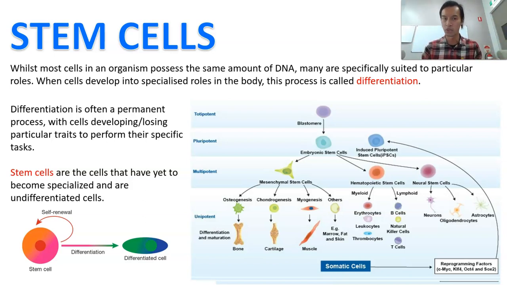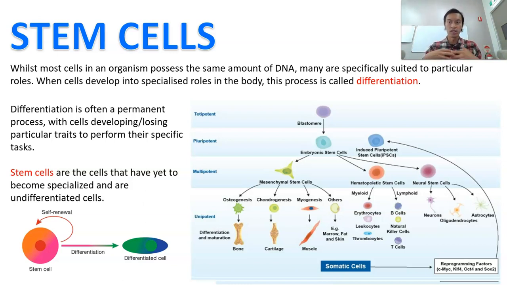Differentiation is often permanent, which means that when the cells become that type of cell, they will develop those particular traits and lose the traits to do other things. So, for example, when a cell becomes a brain cell, it no longer works as a heart cell because it only has that particular role, that particular specialization. It will switch off the genes to make it into a heart cell and keep the genes that make it into a brain cell on, right?